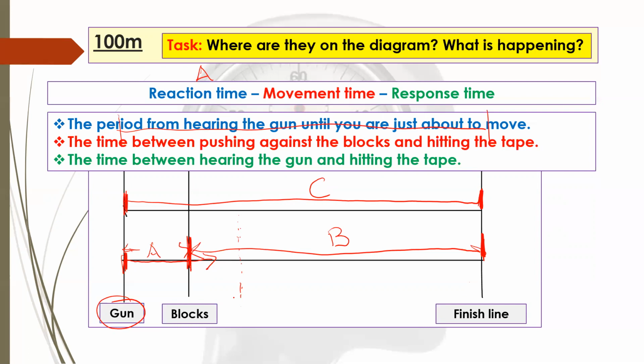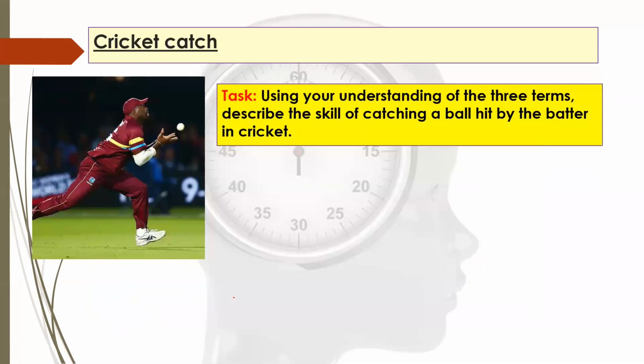Okay, so what I now need you to do is think about that same process, using your understanding of those terms, and describe the skill of catching a ball hit by the batter in cricket. So break that down into essentially A, B, and C: reaction time, movement time, and response time. Just one statement for each one in terms of catching a ball in cricket. Pause the video here and try and complete that for me.